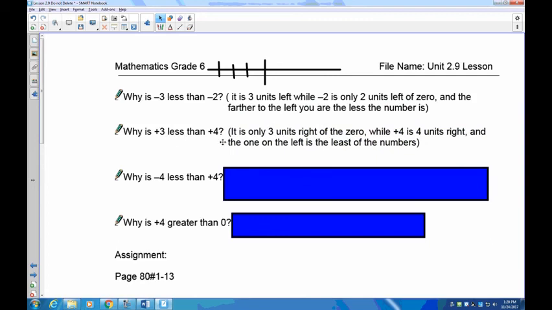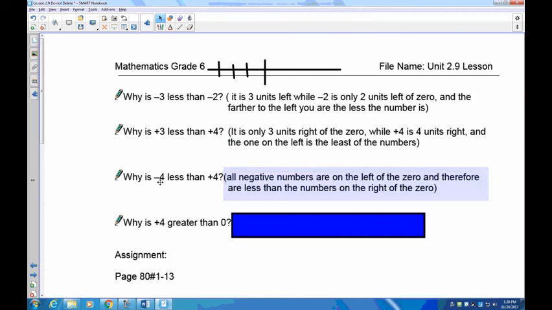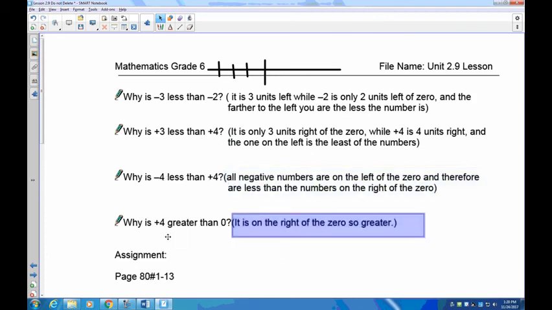Now, that only works for the positive, okay? The bigger the negative, the smaller the number. And on positive stuff, the bigger the positive, the bigger the number. So -3 is on the left-hand side. Why is -4 less than +4? Well, because it's left of +4. That makes it least. And of course, finally, why is 4 greater than 0? Well, because it's on the right-hand side of 0. And as you go to the right, things get larger.